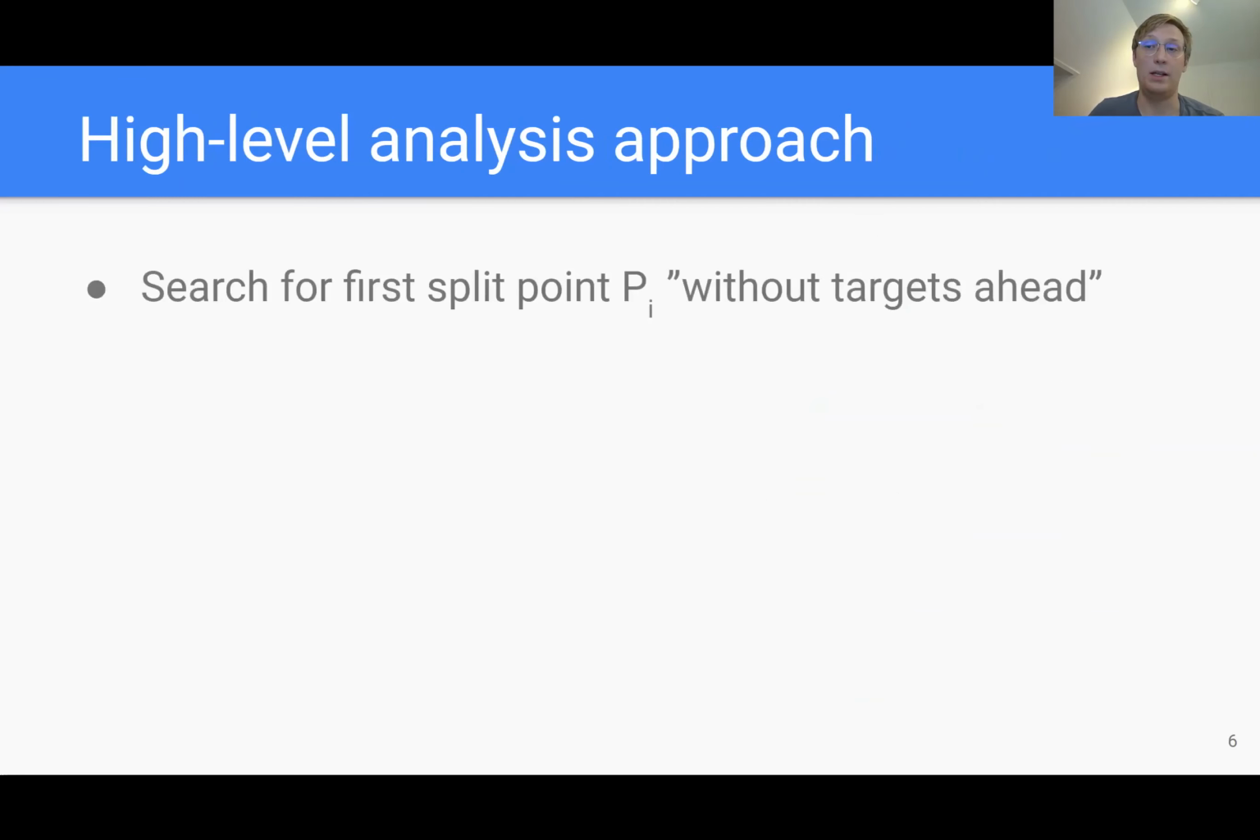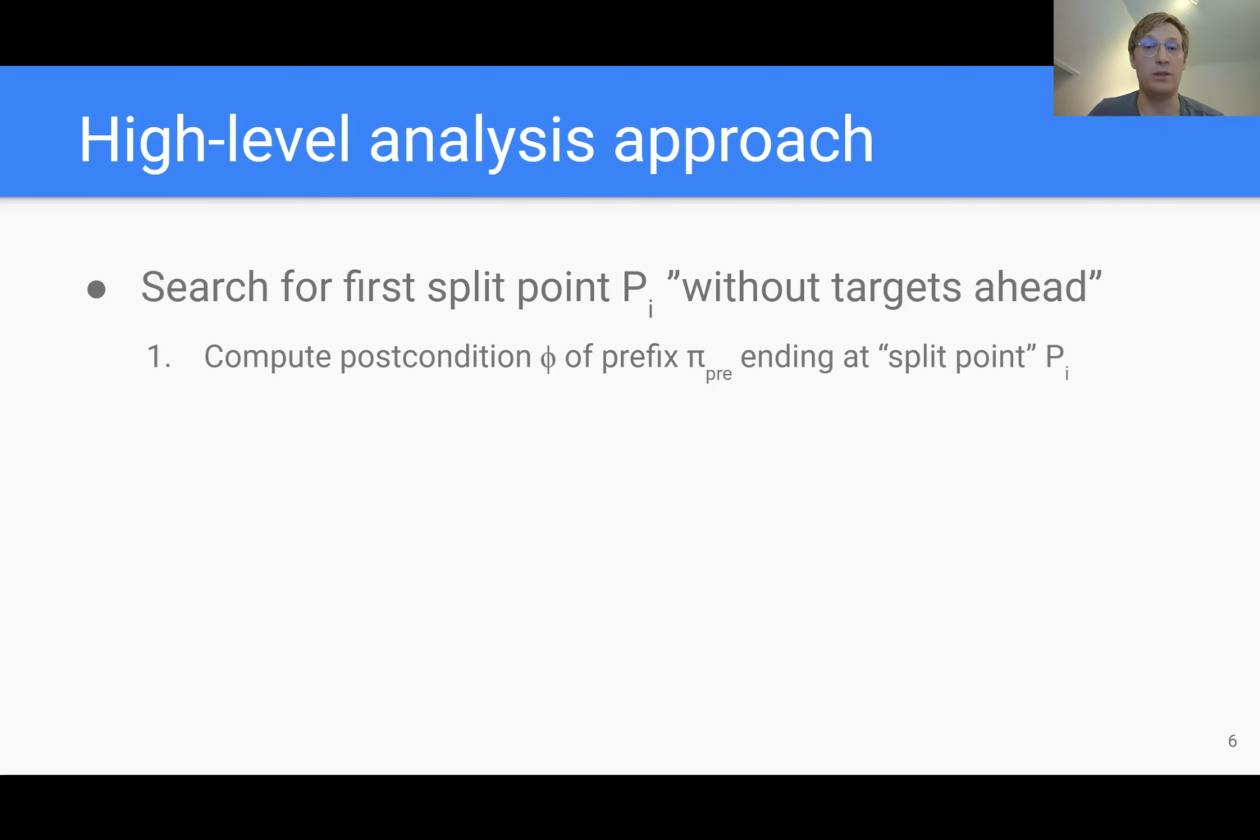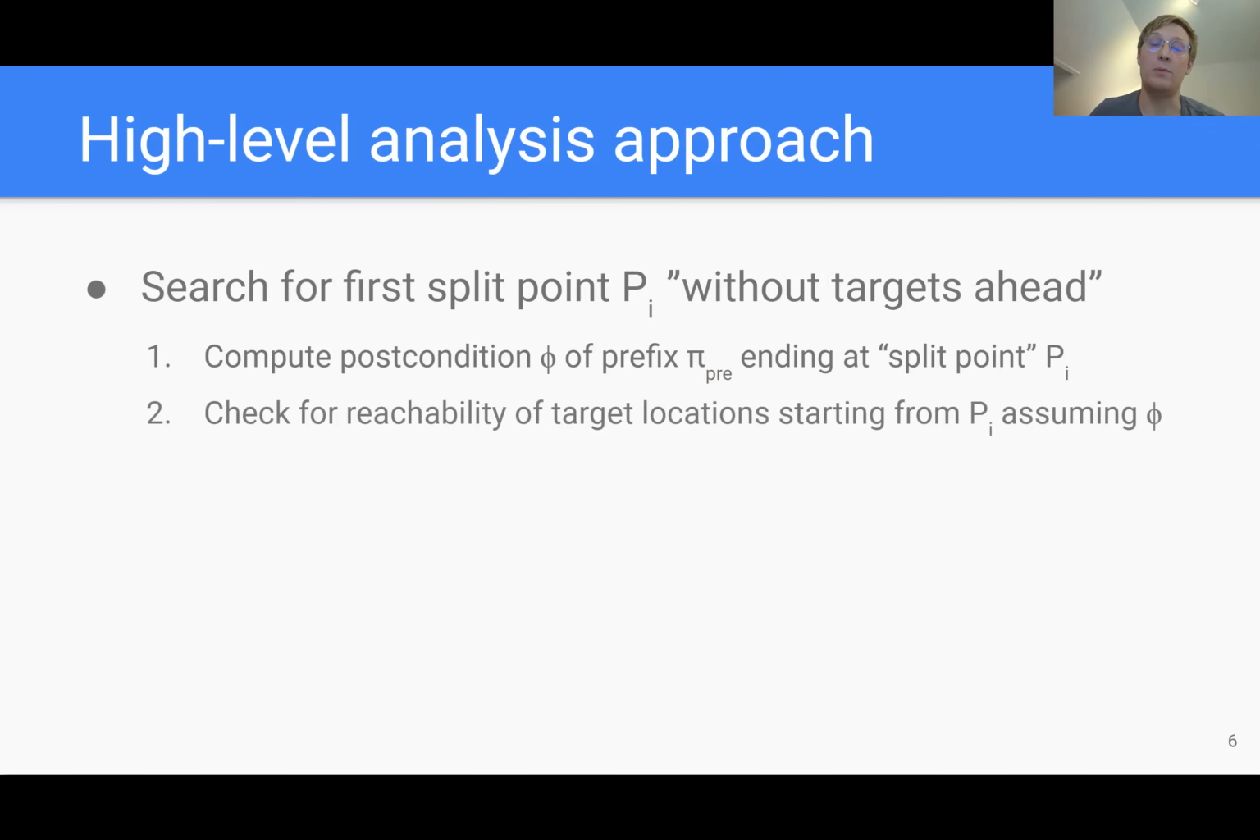On a high level, this analysis searches for the first split point, Pi, without targets ahead, and it does this in two steps. First, for a given split point, it computes the post condition of the prefix P pre. And it uses this post condition then to perform a more classical reachability analysis that starts from the split point Pi and looks for reachability of target locations when starting from an initial condition of phi.